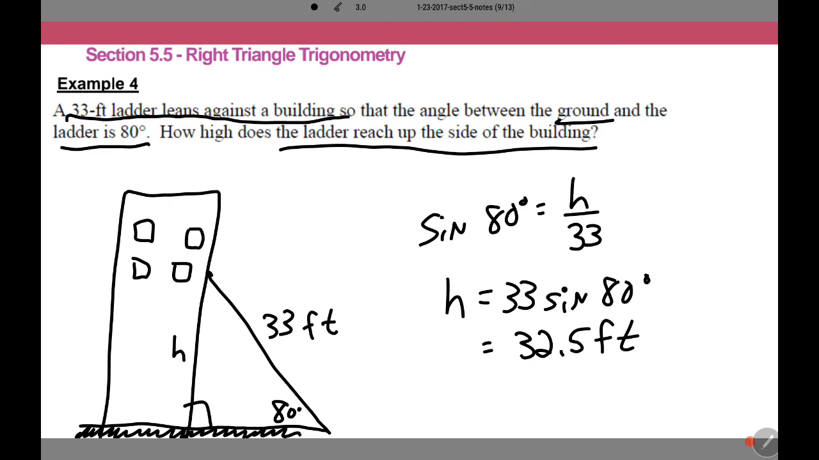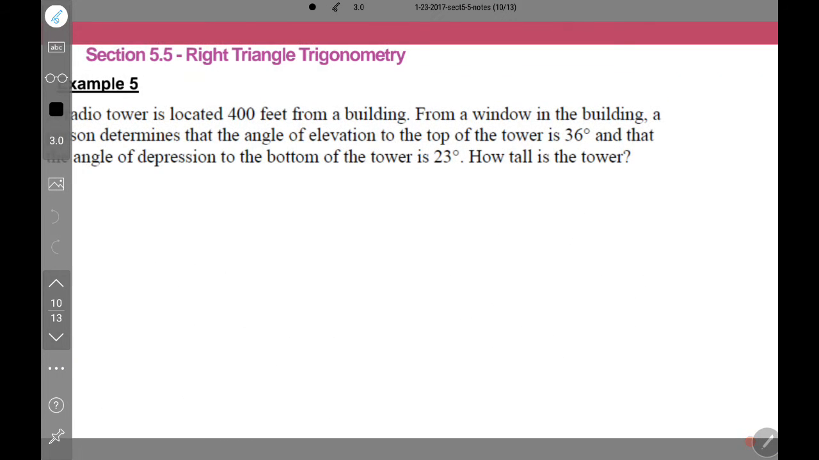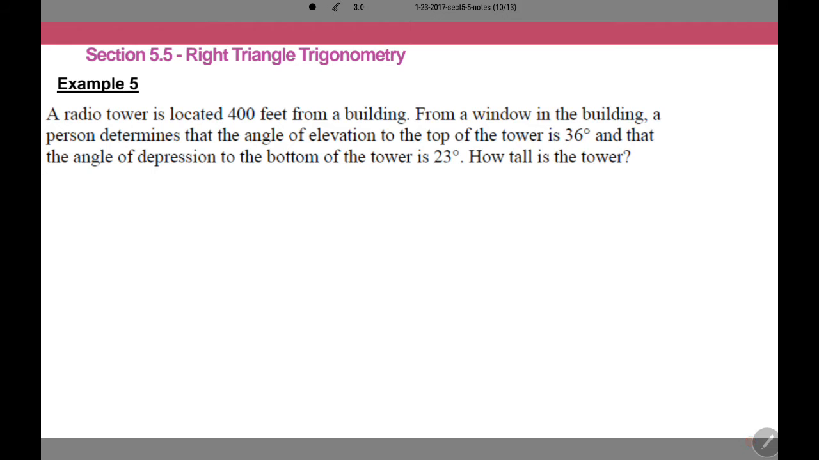So, back to work. Again, the key to this and some of the other problems: when you're doing these, and we're doing degrees, make sure our calculators are in degree mode. So, a radio tower, 400 feet from a building. So we've got 400 feet.